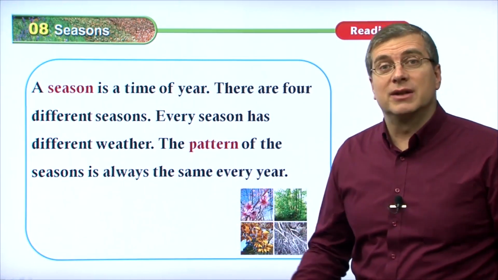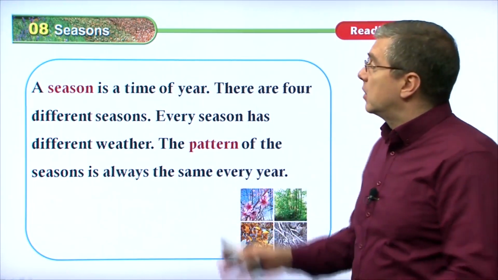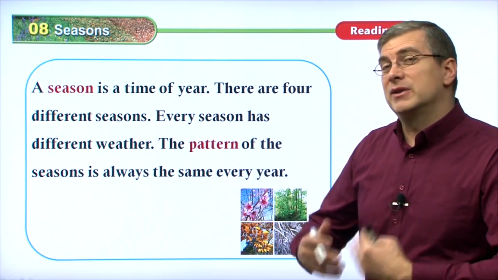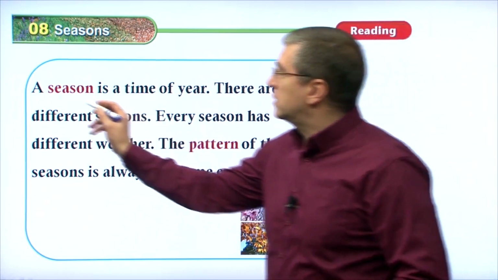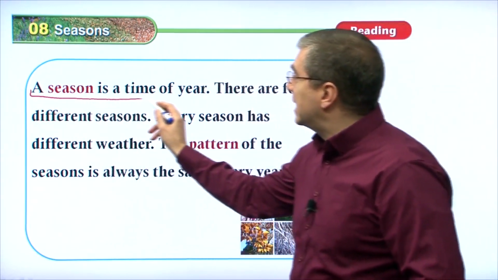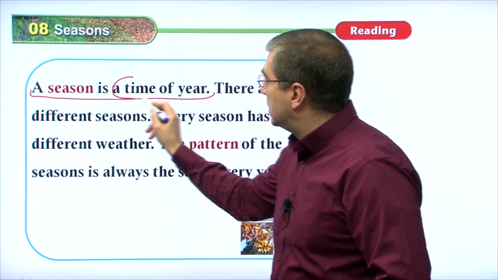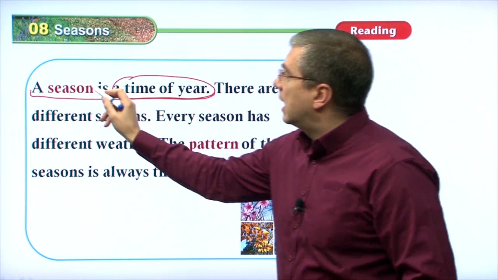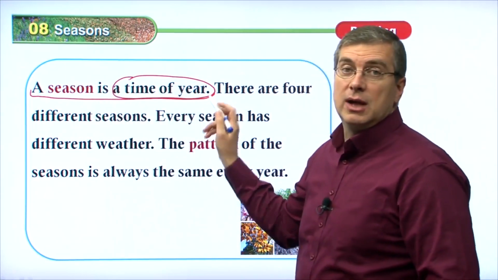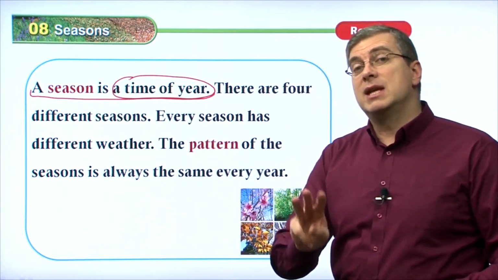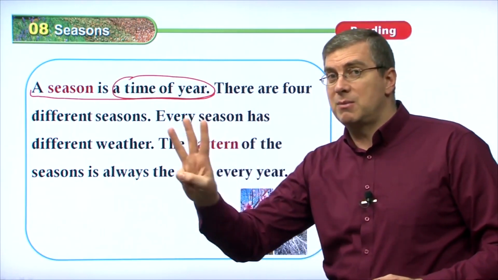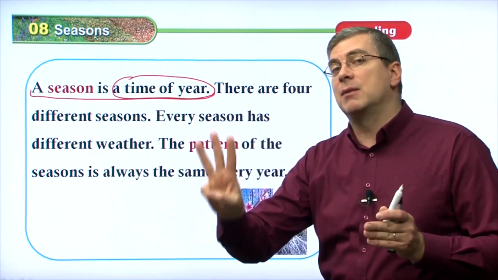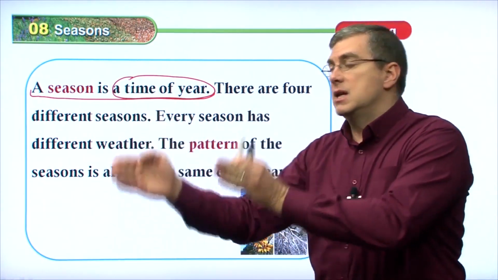Now, as you know, the subject of this lesson is seasons. So in this reading passage, first of all, we have to define. We have to say, what is a season? And that's what the first sentence does. A season is a time of year. So we define what season means, right? And as we saw before, the time of the year, 3 months, 3 months, 3 months, 3 months. A year is 12 months. So a season is a time of a year or a period of the year.